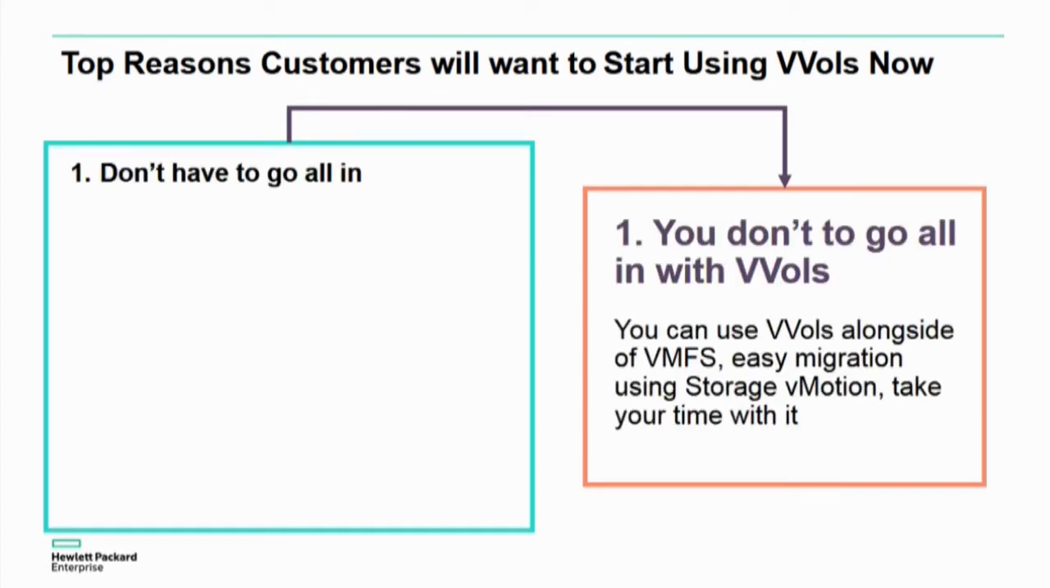The first is you don't have to go all in with VVols. You can run it side by side on the storage array with VMFS, and you can go back and forth. If you want to move a VM from VMFS to VVols and back, you can do that at any time, which makes it easier to ease into VVols. You're not pre-provisioning storage with VVols, so if you have some space left on your array, you can put that VVol storage container there and then just grow it as whatever space you have available.